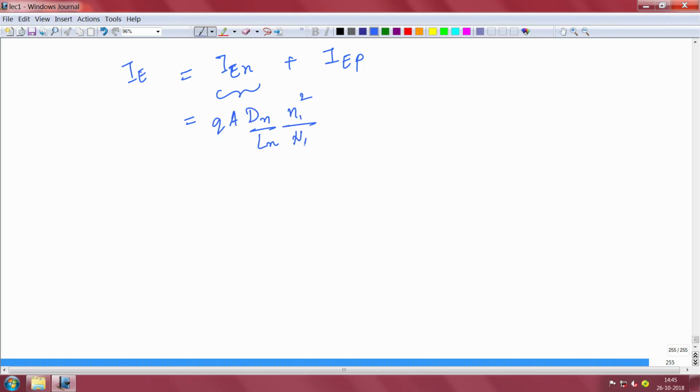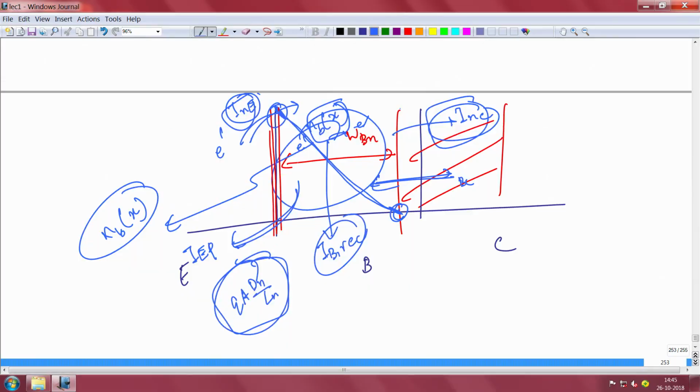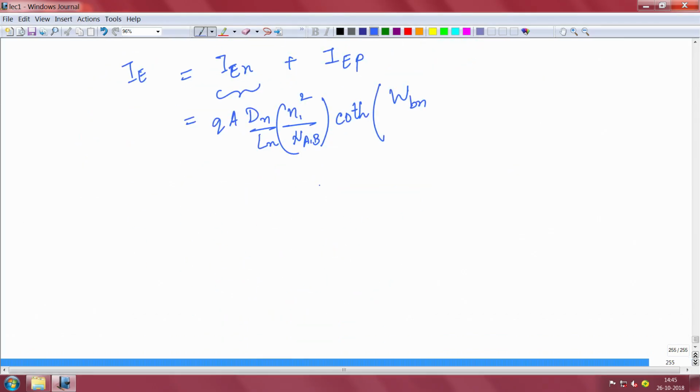Ni square by the base doping, this is the minority carrier electron concentration there, into coth, there is a hyperbolic function here, of the base width. This is the neutral base width, WBN. Remember, this is not actually the true base width, but the base width from edge of depletion to edge of depletion, that is what matters, divided by Ln, the diffusion length. This of course is multiplied by e to the power QVBE by KT minus 1.